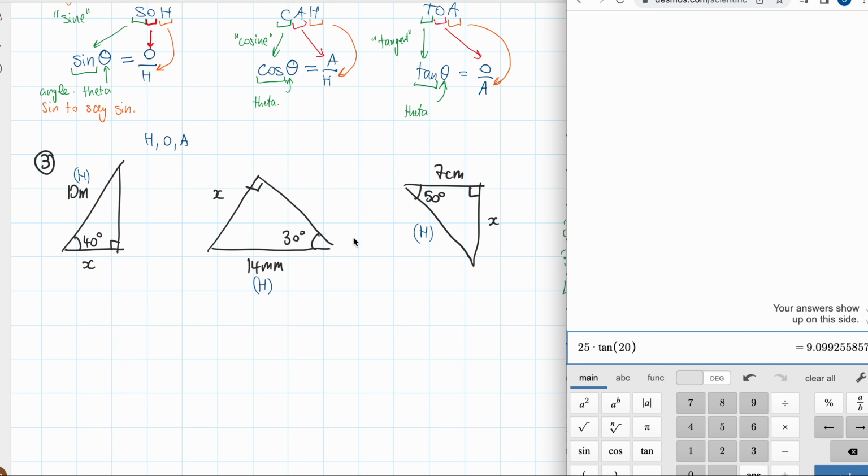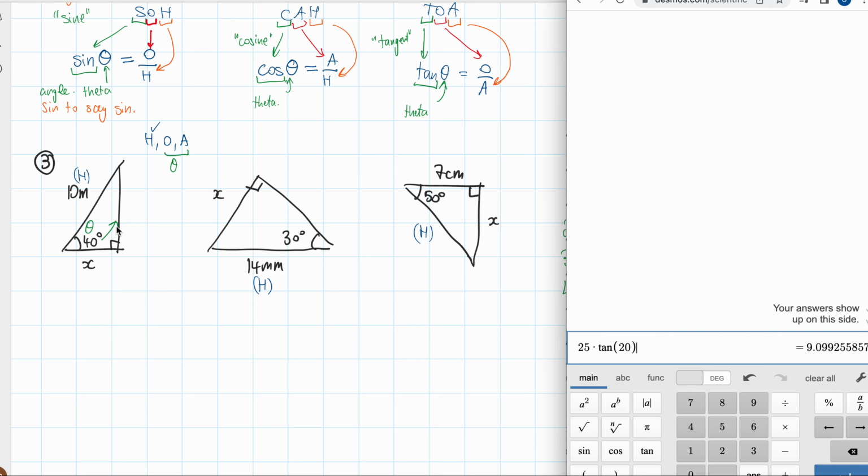Done. We've done all the H's. Let's do O's. Now, O's are the opposite sides. Opposite to, and remember, these are always done from the perspective of theta. So this is opposite theta here. In fact, let's label theta, just to remind us.